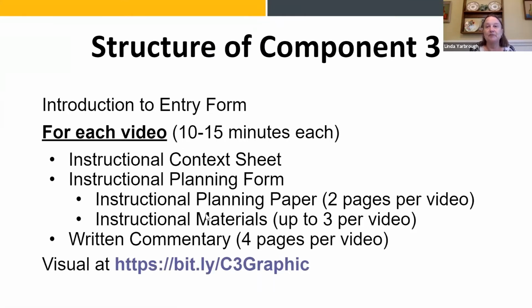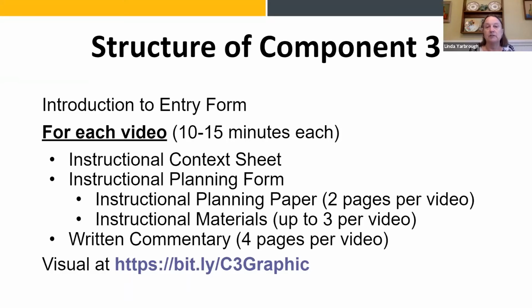Just as a brief review for component 3 for all certification areas, you start off with a brief introduction to entry form, and that is just to give the assessor a quick glimpse at what you're going to be submitting. And then the rest of the information that you submit will be in 2 packets, one for each video. So you will be preparing 2 video segments that are each about 10 to 15 minutes in length. And for each video, you're going to have a separate packet of information.